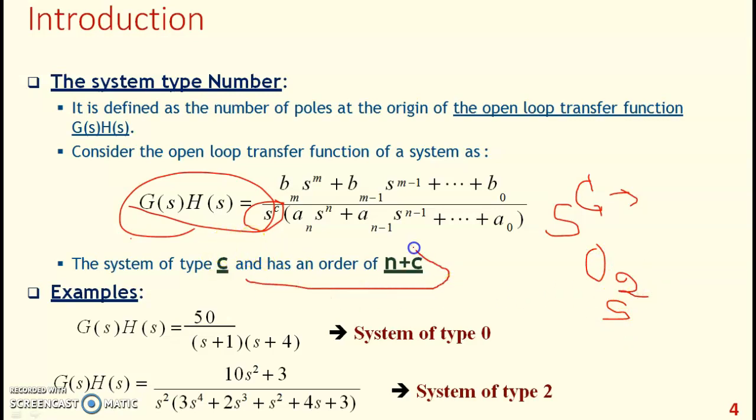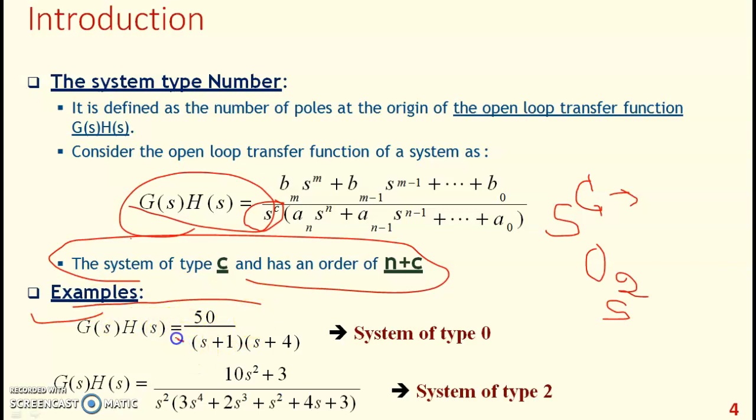So for observing the type of the system, let us consider an example. G of s into H of s equal to 50 divided by s plus 1 into s plus 4. Here the order of s is 0, s to the power 0. s to the power 0 means the value is equal to 1. Hence we can call it type 0.